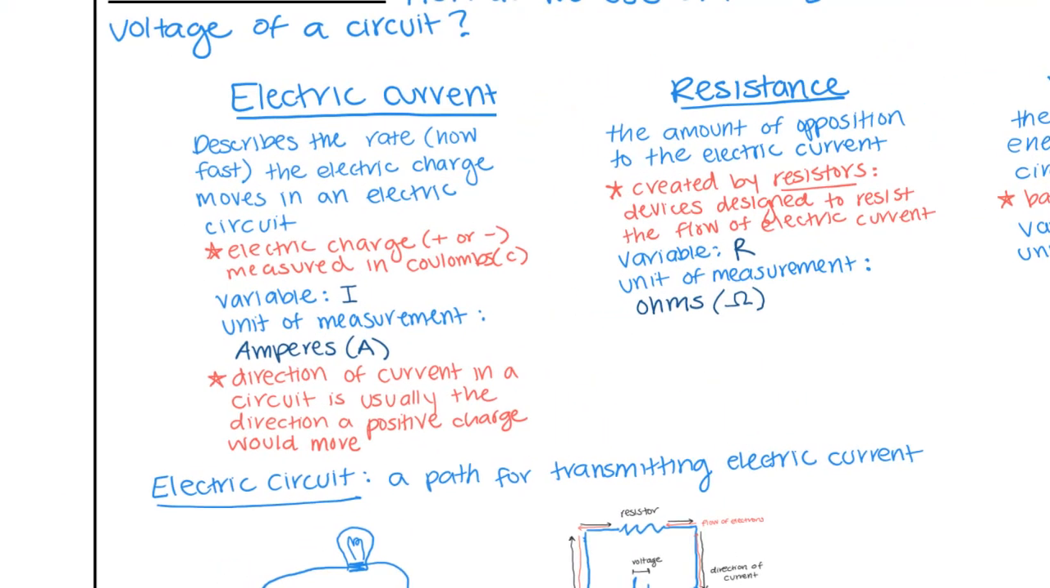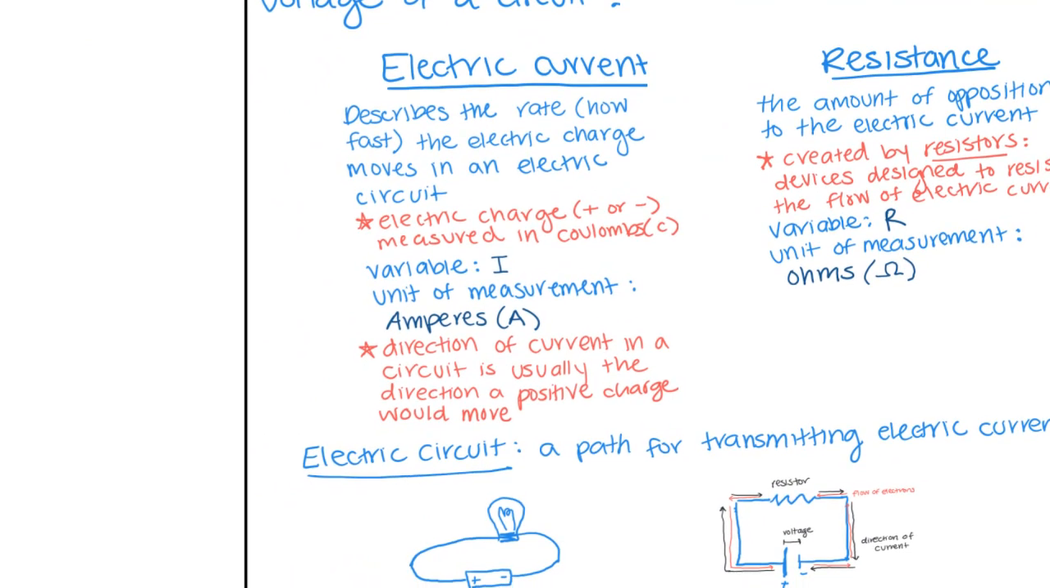So you all might be somewhat familiar with these terms already, but maybe not when we are using them in physics class. But the first term we are going to go over today is this thing called electric current. Now, current describes the rate or how fast an electric charge moves in an electric circuit.